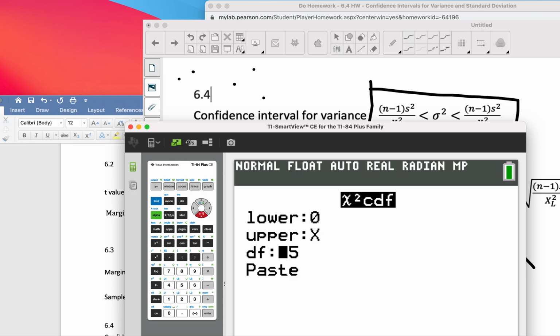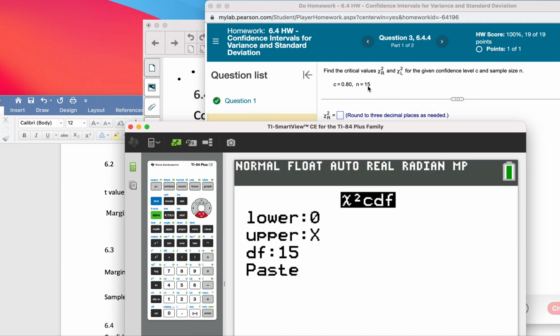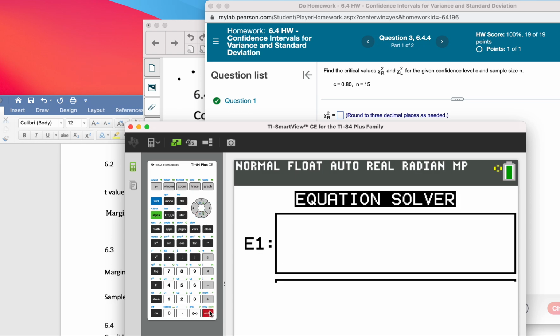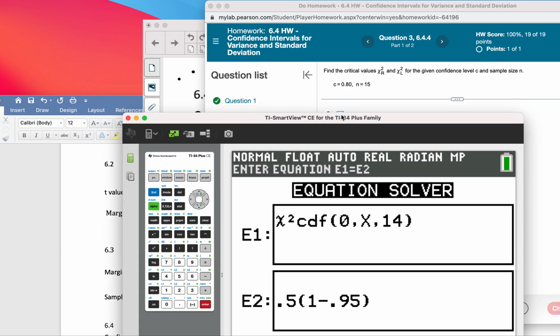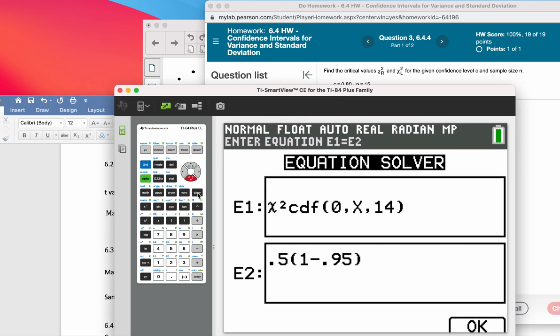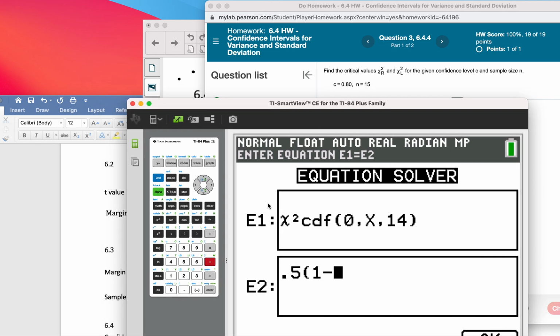I'm going to put my degrees of freedom. Degrees of freedom is always going to be n minus 1, so 14. We're going to paste that. That goes in the top. In the bottom, we start out with 0.5 times 1 minus your c value. In my case, it's 0.8.